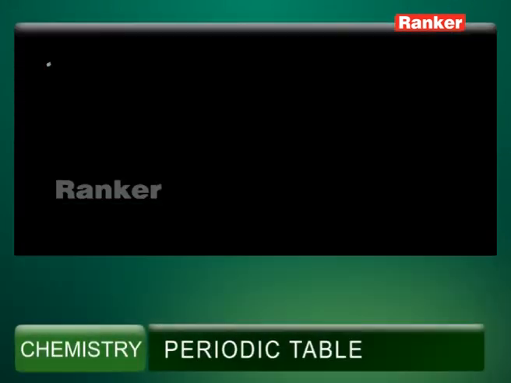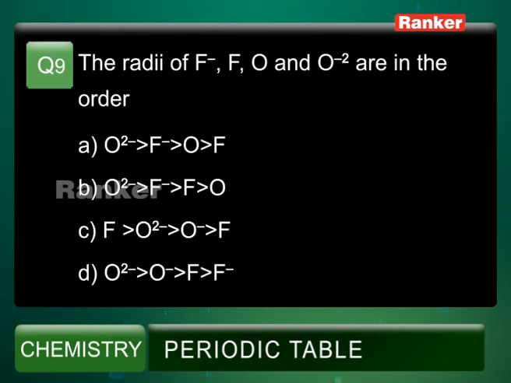Question number 9. The radii of F minus, F, O, O2 minus are in the order. Option A: O2 minus is bigger than F minus, bigger than O and F. Option B: O2 minus is bigger than F minus, bigger than F and O. Option C: F is bigger than O2 minus, bigger than O minus and F. Option D: O2 minus bigger than O minus, F and F minus.